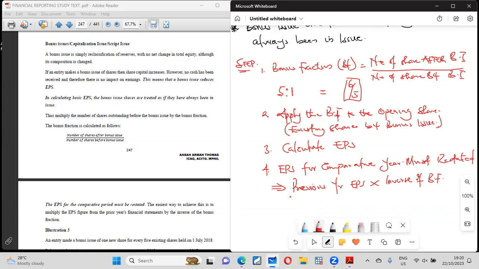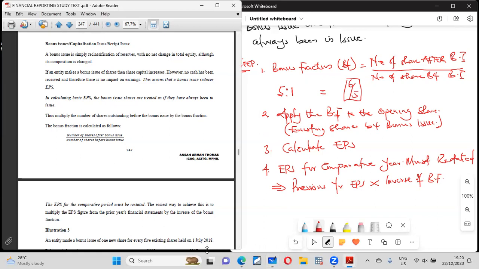So watch it well. Step 1, calculate your bonus fraction. Step 2 is to apply the bonus fraction to the number of shares that is existing before the bonus issue. Step 3 is calculate your EPS. Then step 4 is to restate the comparative year by multiplying the EPS of that last year with the inverse of the bonus fraction. All right. So this said, let's pick up an example and clear it off.